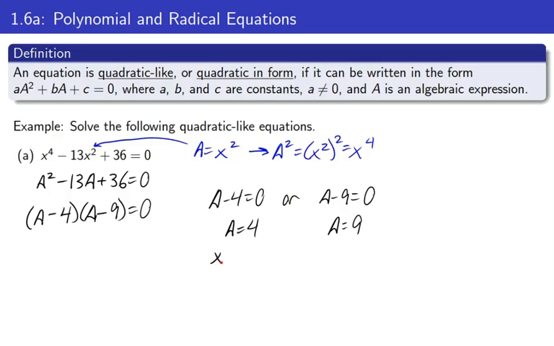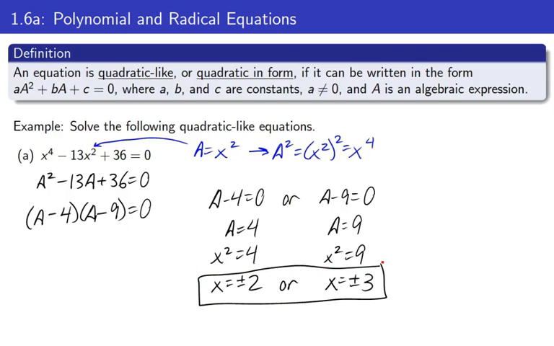A was x squared. So I get x squared equals 4 or x squared equals 9. So simply put, you just now take the square root of both sides, and don't forget that plus or minus. Square root of 4 is 2. Next one, square root of 9 is 3. So these are my 4 solutions to this equation. And so the strategy simply is identify something where the square of the middle variable factor is the first variable factor. When that happens, you can use regular techniques just like it's a quadratic equation.